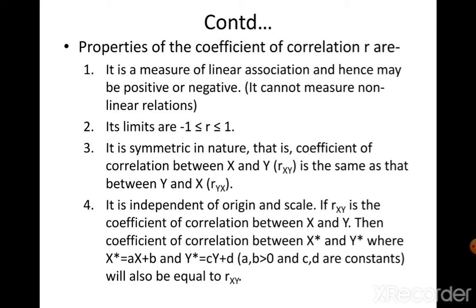And we have discussed this earlier also. Correlation is symmetric in nature. Now, symmetric in nature means two things. First is that the coefficient of correlation between the variables x and y, that is r xy, will be the same as the coefficient of correlation between y and x, that is r yx. It also means that both these variables are being treated similarly.